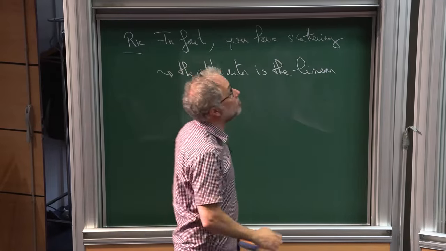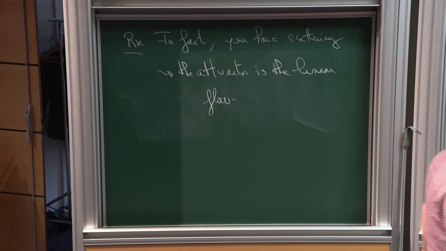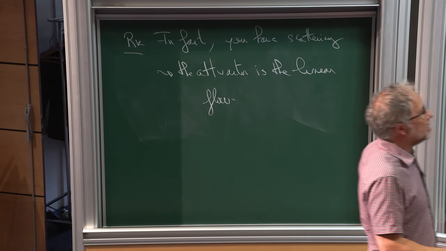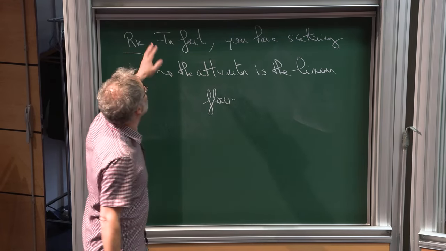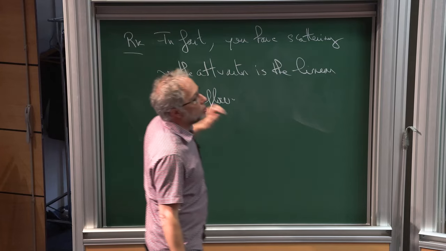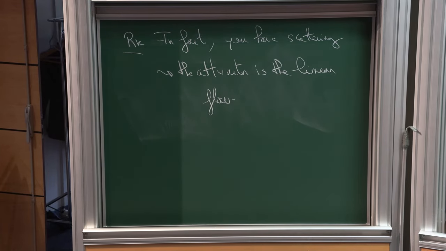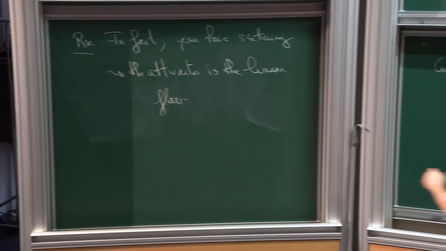Right. So if you want, you have a complete understanding of your dynamical system. Essentially, you start from any data asymptotically. You are global in time, and you are asymptotically attracted by a solution to the linear flow. This is end of story in terms of description of the solutions. So how do I get this thing back?